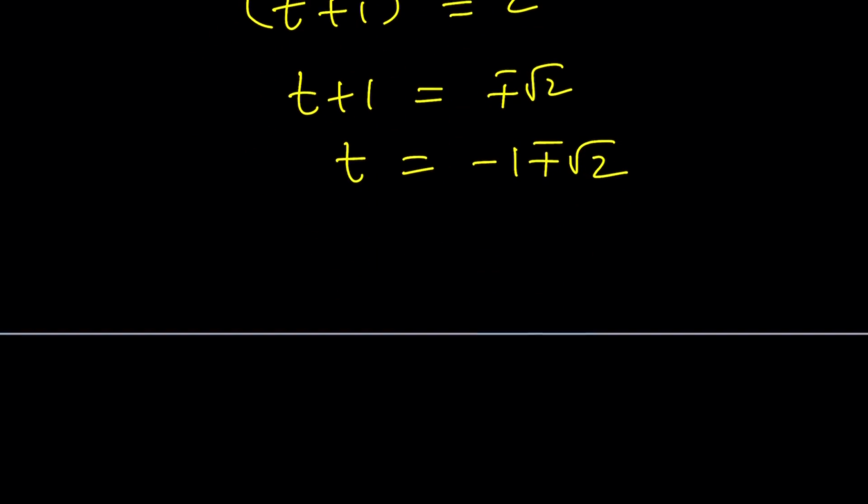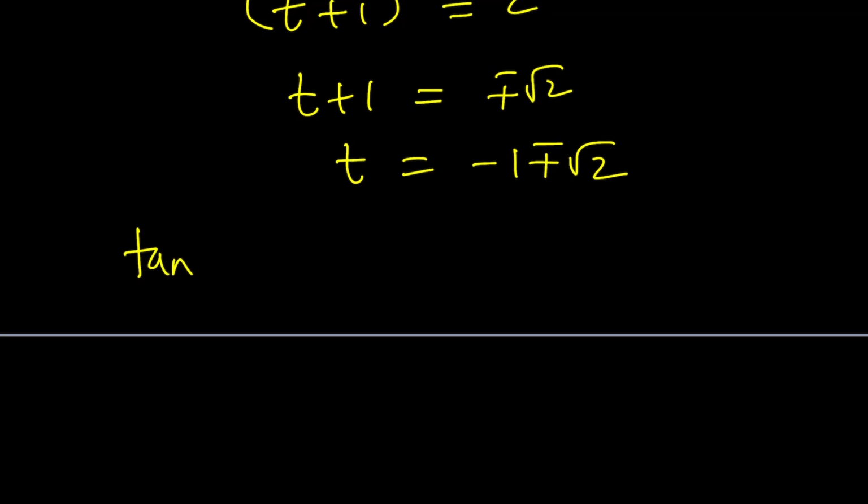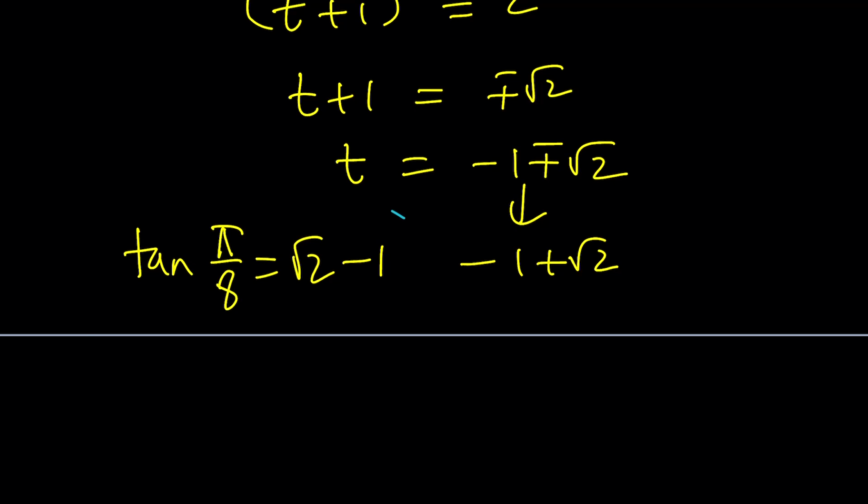Now think about it. Tangent pi over 8. Pi over 8 is in the first quadrant. It's less than pi over 2, so it needs to be positive. So I'm going to go with -1 plus root 2, or you can write it as root 2 minus 1. All right, that's the first method.